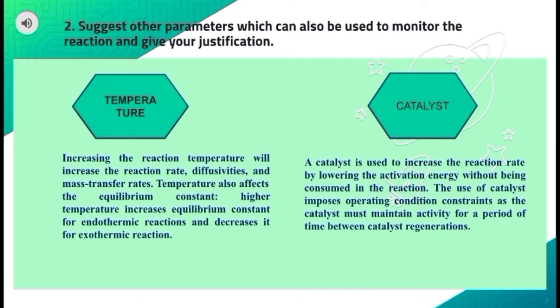Also, increasing the temperature will reduce the cost of the reactor, as a shorter time is needed for the reaction to take place. Next, we can use a catalyst to monitor the reaction. A catalyst is used to increase the reaction rate by lowering the activation energy without being consumed in the reaction. The use of a catalyst imposes an operating condition constraint, as the catalyst must maintain activity for a period of time between catalyst regeneration. Using a catalyst will increase the rate of conversion in the reactor, resulting in improvements of reagent conversion and yields of product.